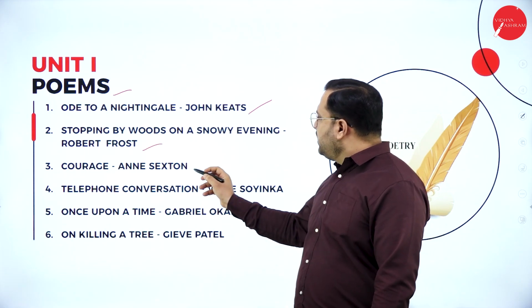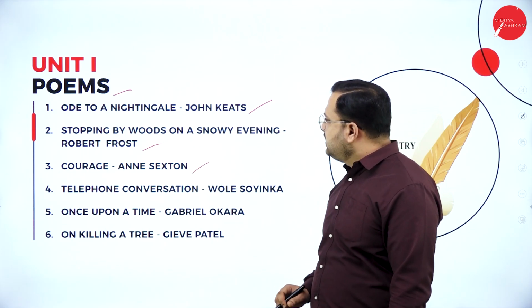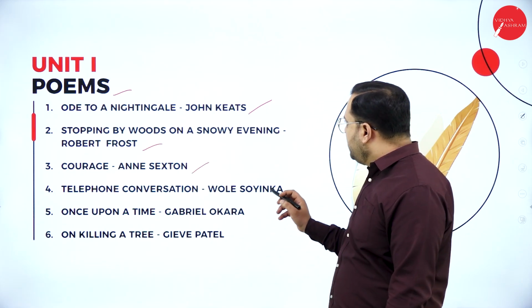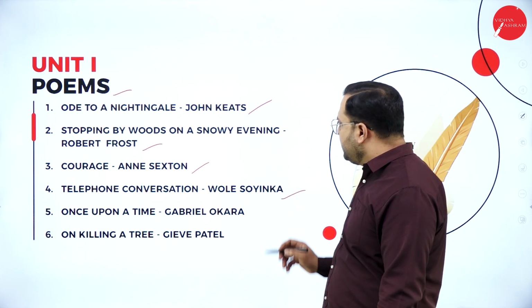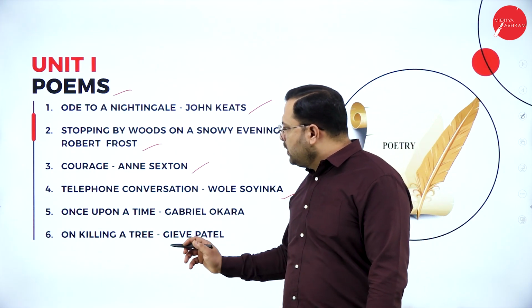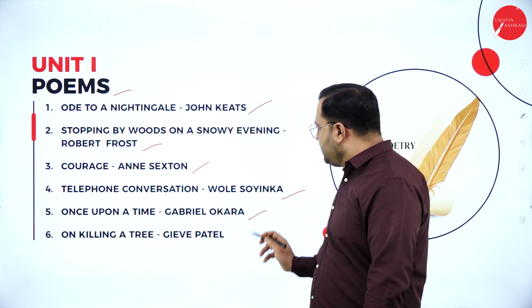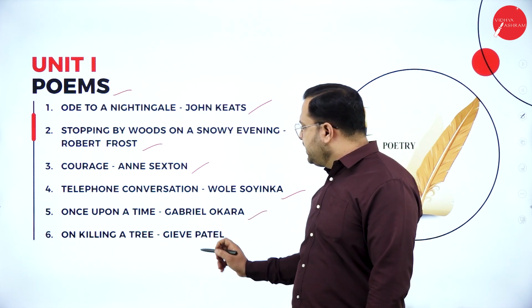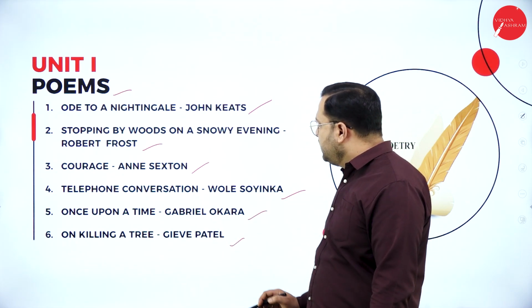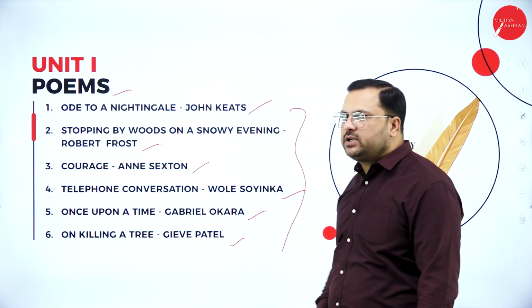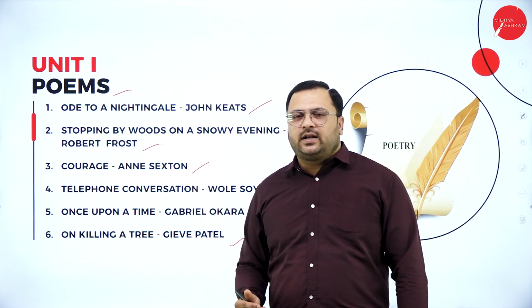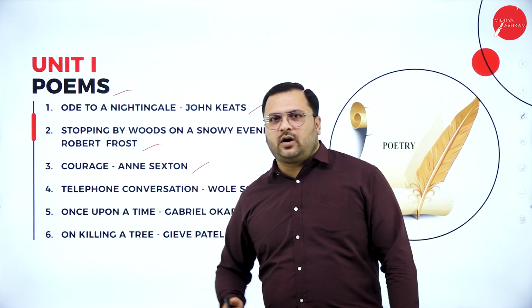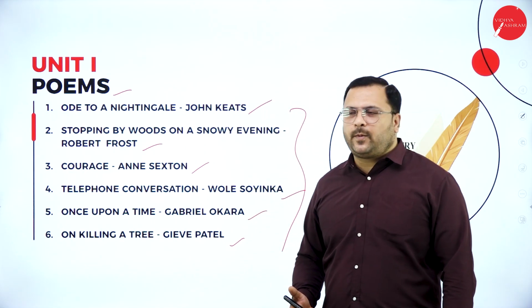Third one, Courage by Anne Sexton. And fourth one, Telephone Conversation by Wole Soyinka. Fifth one, Once Upon a Time by Gabriel Okara. And sixth one, On Killing a Tree by Jeev Patel. There are these 6 poetries. To understand how and what are there in these poems.